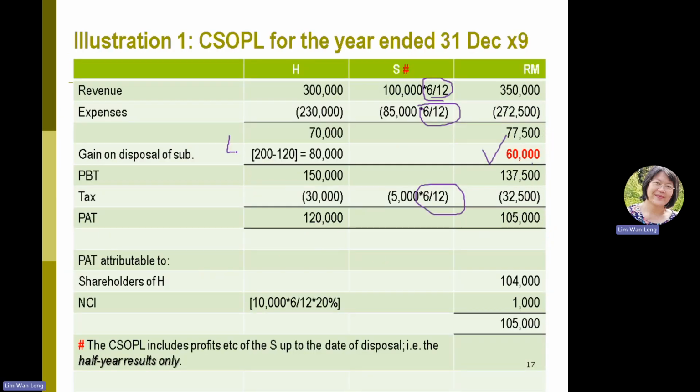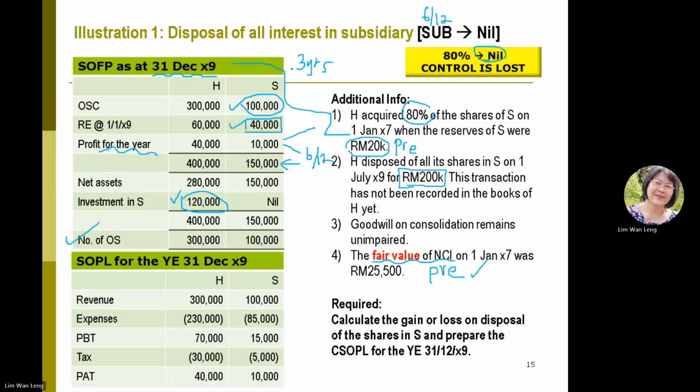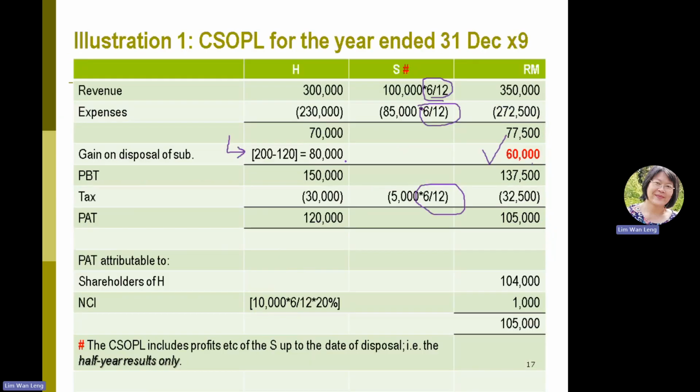This is the one that I say entity level. Sometimes we may require you to calculate. So it just says what? In the books of the holding, you can see the investment in subsidiary. The cost of it is 120,000. How much do you sell it for? 200,000. So which means you sold something that you bought for 120 for 200. So that means you make a gain. That particular gain is in the books of the holding.